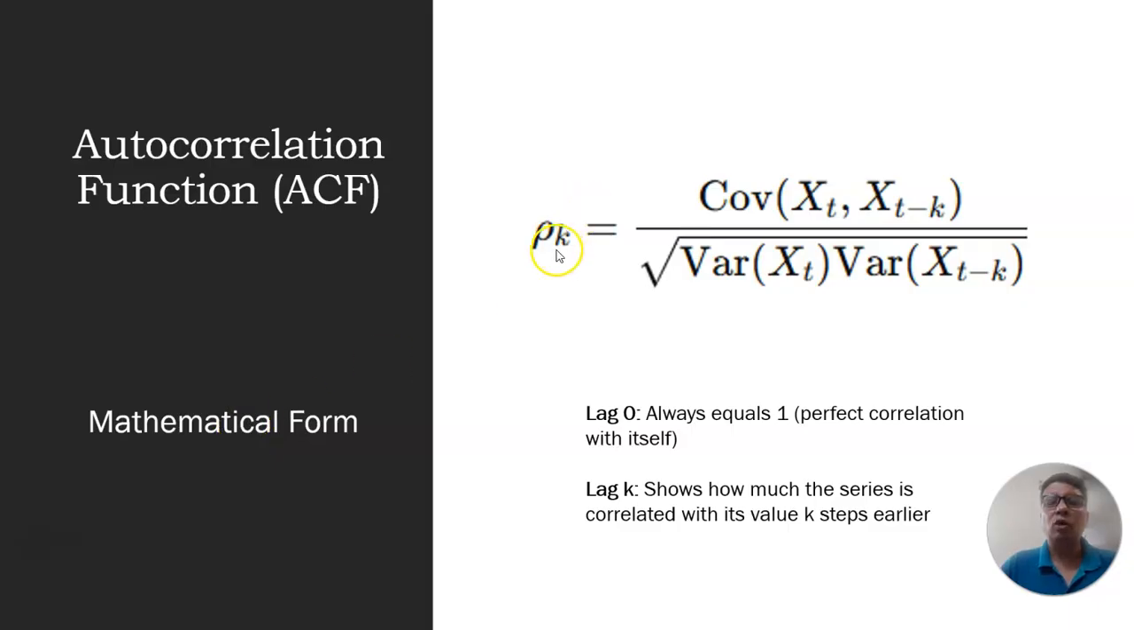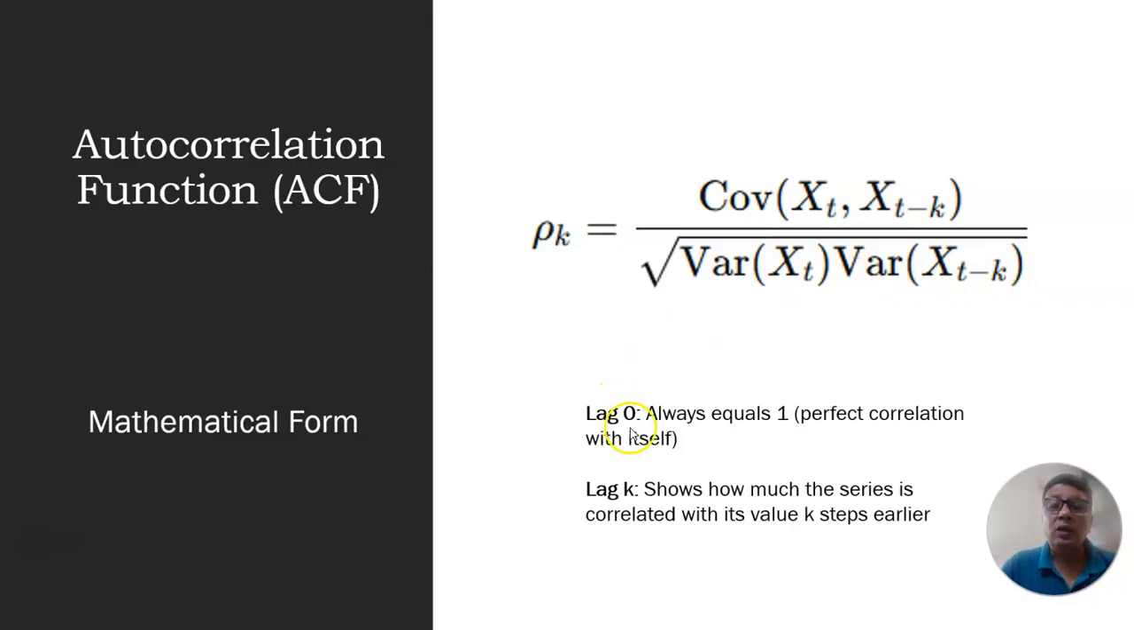Mathematical form: autocorrelation with lag k is the covariance between xt and xt minus k, where xt is the time series with index t, and xt minus k is the time series with lag of k, divided by the square root of variance of xt times variance of xt minus k.